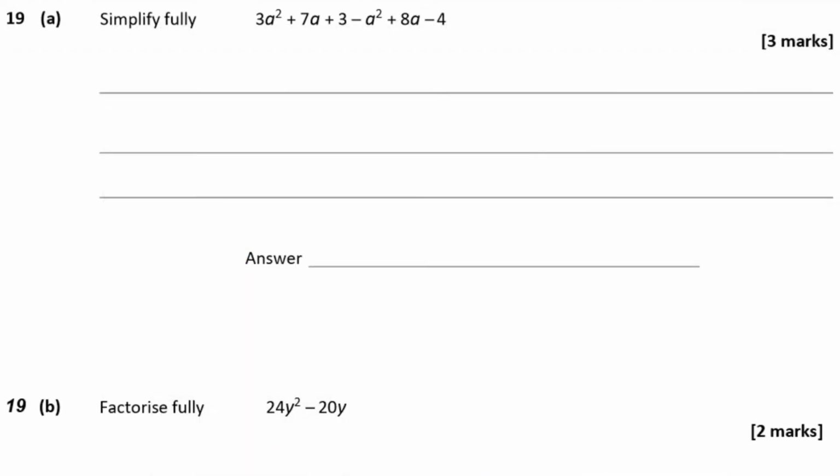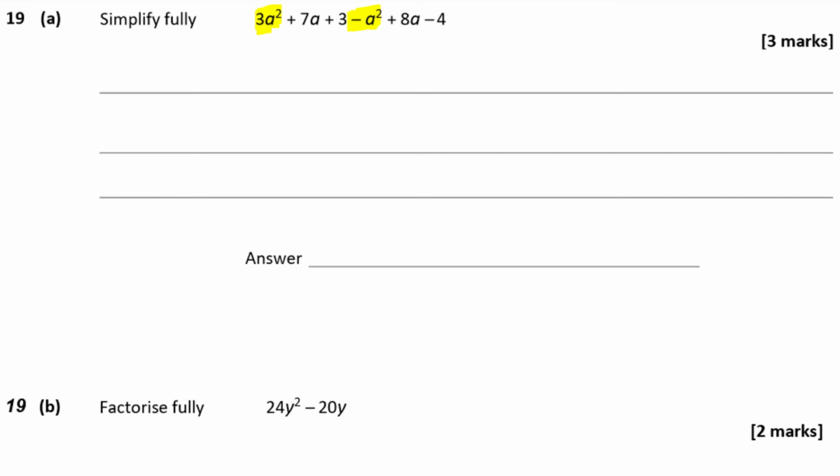Question 19a. Simplify fully 3a squared plus 7a plus 3 minus a squared plus 8a minus 4. Okay, so this is a matter of collecting like terms together. Terms are alike if they are followed by the exact same arrangement of letters. So we've got 3 different types of term here. We've got terms in a squared. So we've got 3a squared there, and we've got a minus a squared there.